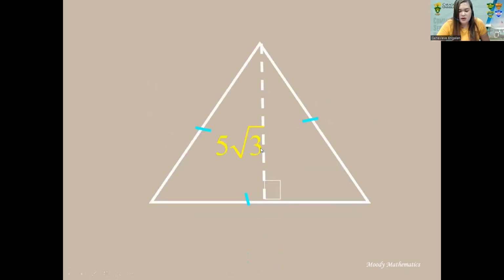Okay, how about this one? What is this? This is an equilateral triangle. So this is the longer leg, and this is the shorter leg. So what is the shorter leg? 5. So what is the whole side? 10. Okay, so the side of this equilateral triangle is 10.